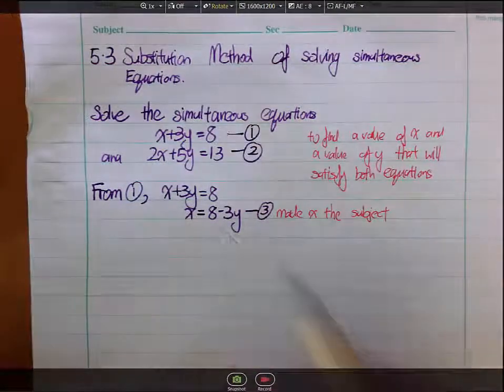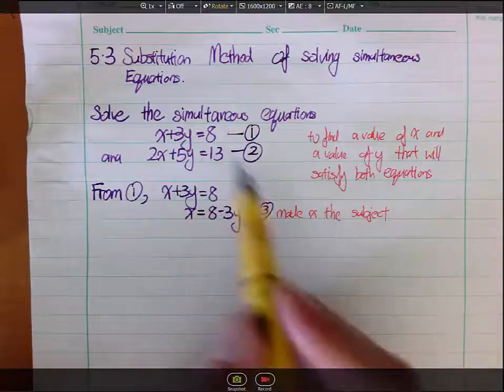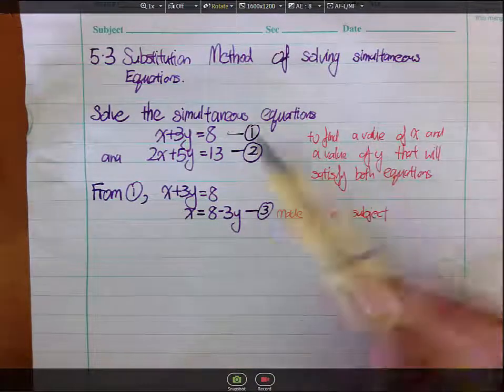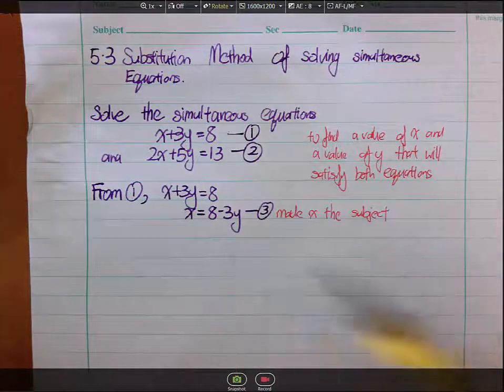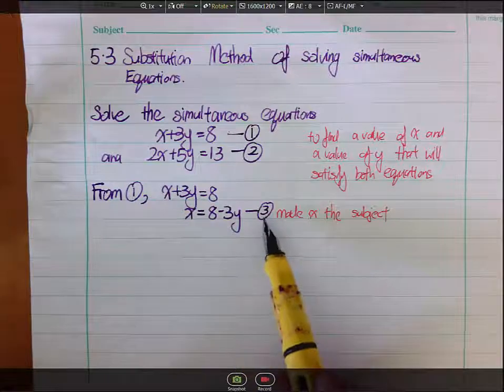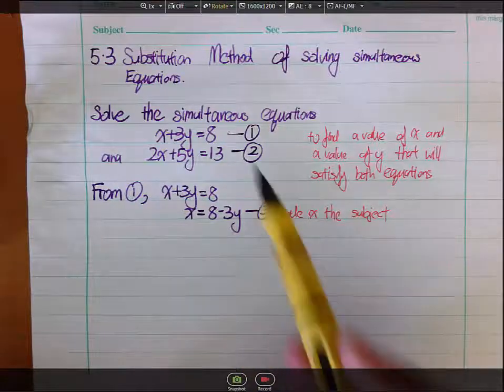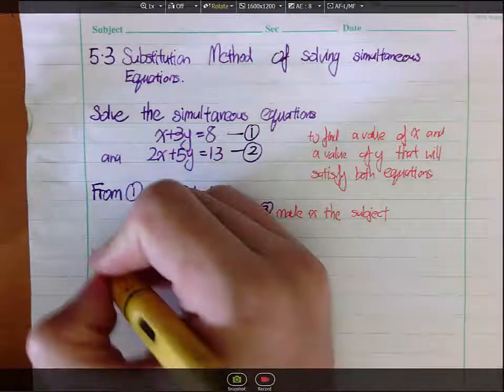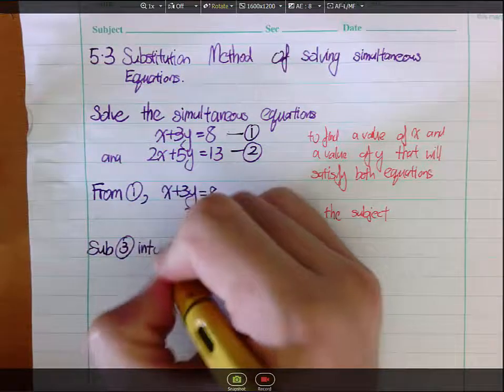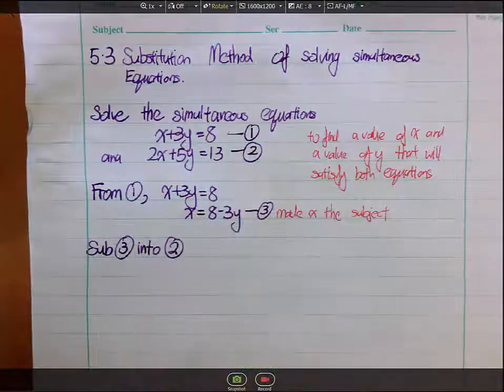Now, where can equation 3 go? Equation 3 came from equation 1. I should not substitute it back into equation 1. That's pointless because they're actually basically the same equation. So equation 3 can now be substituted into equation 2. So in this case, I'll say I sub equation 3 into equation 2 like this.